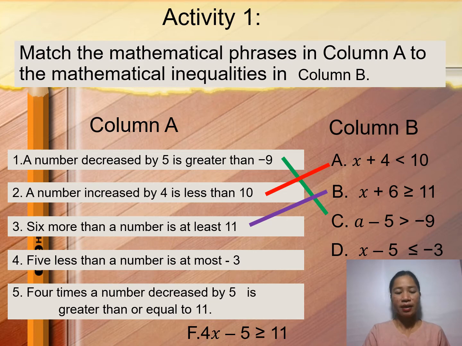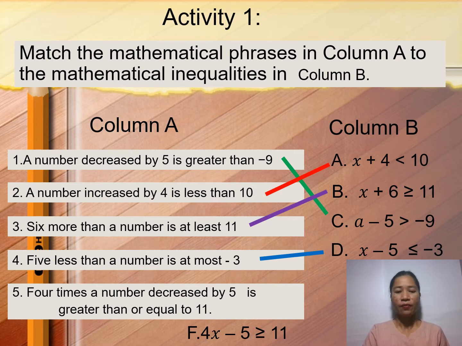Next, 5 less than a number is at most negative 3. The answer is x minus 5 is less than or equal to negative 3. So less than means we use subtraction. A number is represented by x, and then for at most we use the less than or equal to symbol.